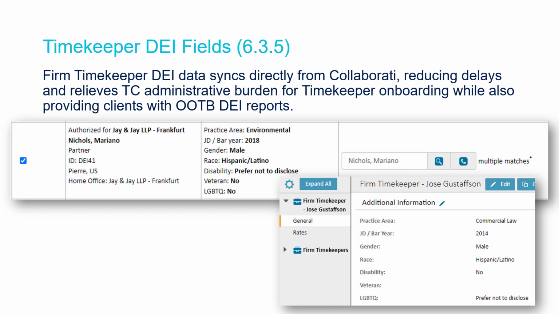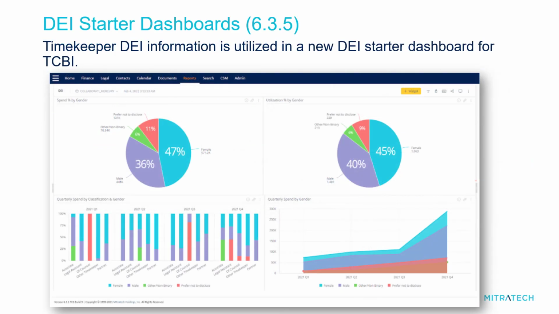Data provided in the DEI fields will store on the timekeeper's CSM profile in TeamConnect. These fields do not push over to contact cards, but they are still reportable in TCBI using the new DEI starter dashboards. Here's an example of one of our DEI starter dashboards. It shows spend percentage by gender, utilization percentage by gender, quarterly spend by classification and gender, and then quarterly spend by gender. You could always copy this dashboard and change gender to race or veteran status or any other DEI qualifier.